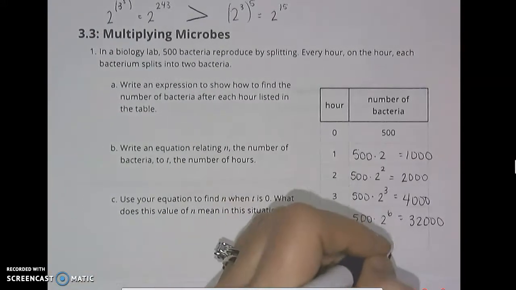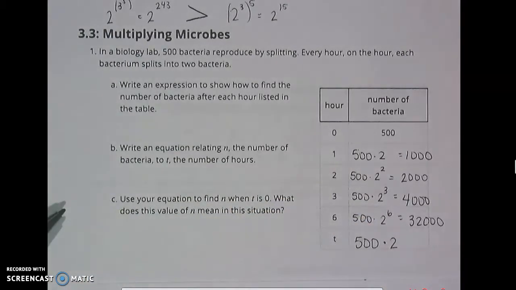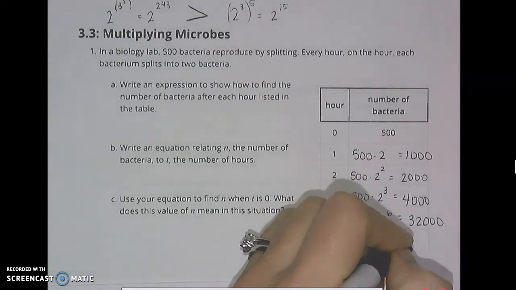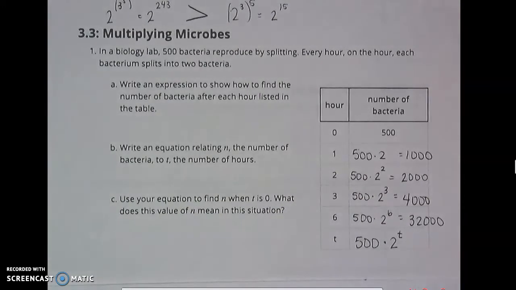We also notice that each of these has a base of 2 there. That is our growth rate, our growth factor, because we're getting bigger. We're adding more and more bacteria each time. And then we're going to take it to the T power, based on the number of hours that we have.